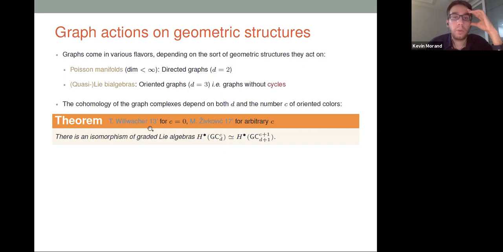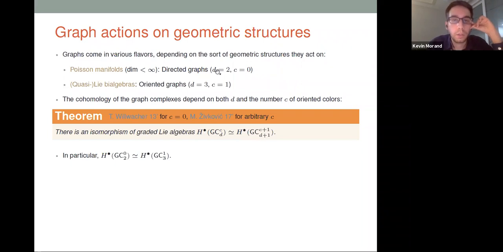And in fact, there is a deep theorem due to Willwacher and extended by Živković, who show that there is an isomorphism of graded algebras between the cohomology in D dimensions with C oriented colors and in one dimension more, with one more oriented color. So what does it mean? In particular, for Poisson manifolds, we have zero oriented colors because we accept all the graphs. Whereas for DG algebras, we have one oriented color.